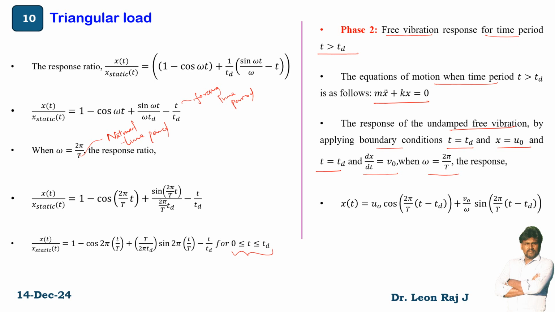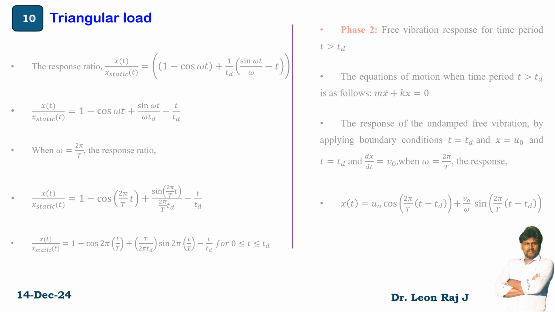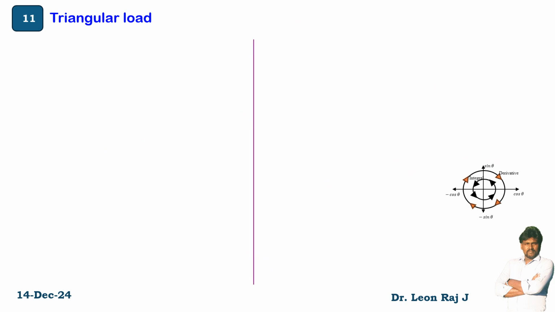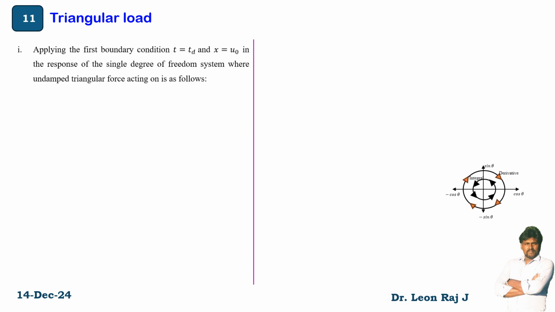Here, cos omega t, sin omega t. So instead of omega, we are giving 2 pi by capital T, and instead of small t, we are giving t minus td. So there are two boundary conditions. When t equals td, the response is equal to the initial displacement.